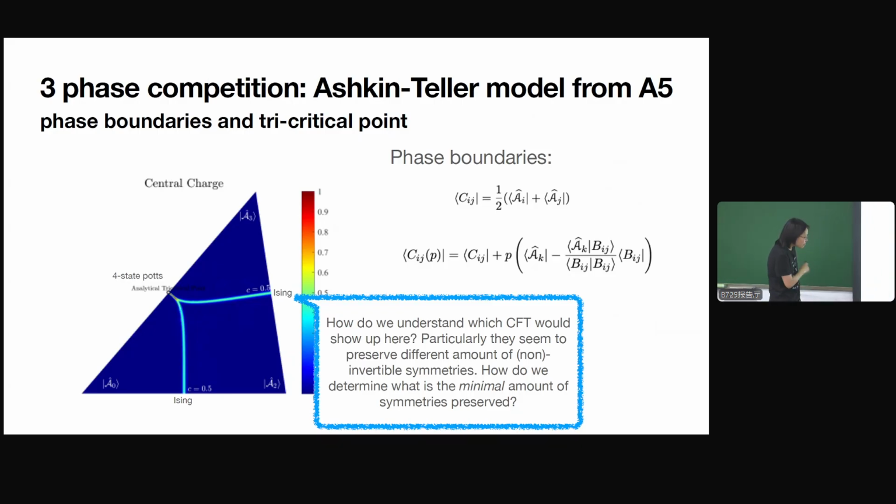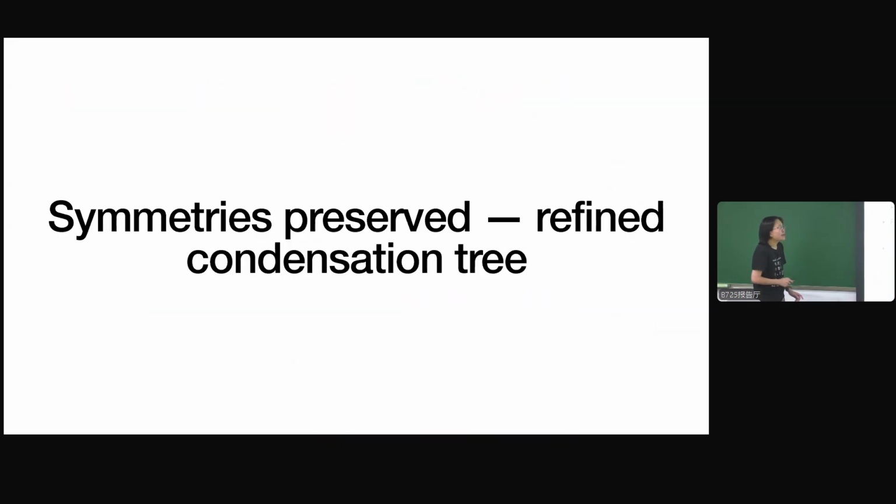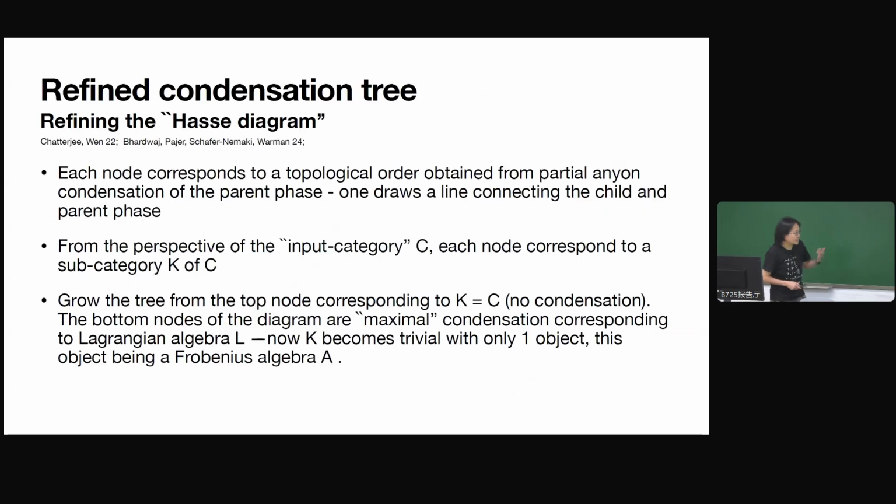So let me just say a few words about symmetries. So far, we have given a way to construct critical lattice models and to trace out phase boundaries. But what are the CFTs? What exactly are the properties of the phase transition points that we have constructed? In fact, there is a way to determine the amount of symmetries that is preserved at each phase transition point.